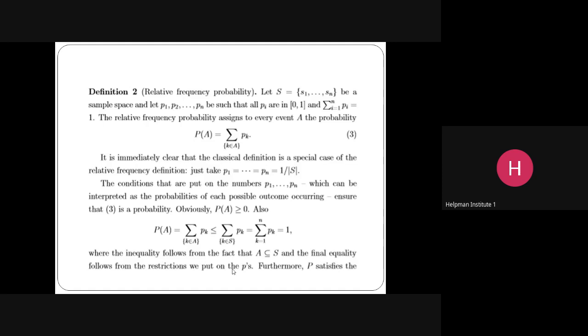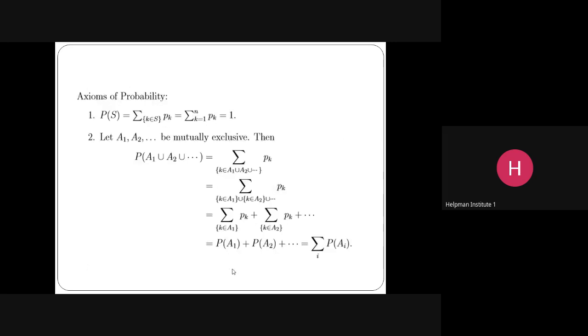Now, the inequality follows from the fact that A is a subset of S, and the final equality follows from the restrictions we put on the individual probabilities. Furthermore, P satisfies the axioms of probability, just like we have explained on top. So we see this axiom is a bit different from the one we defined when we were introducing probability.